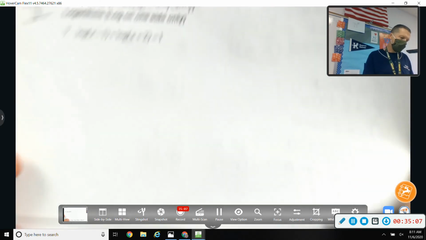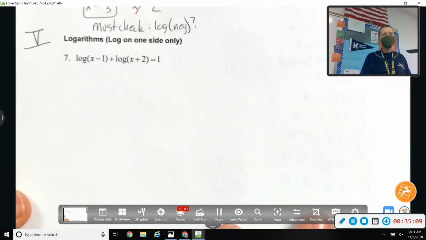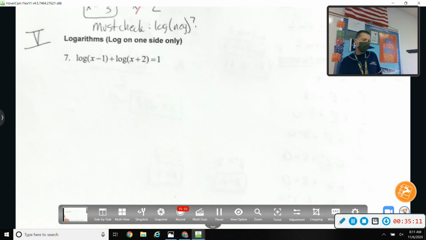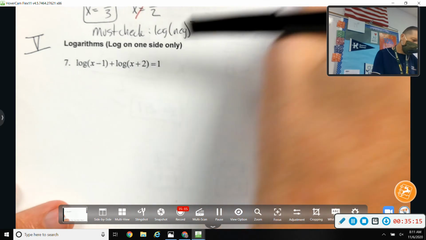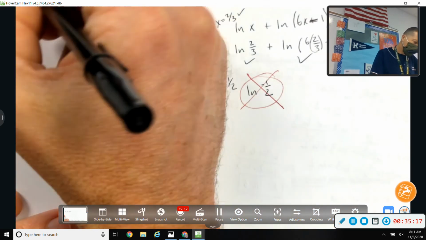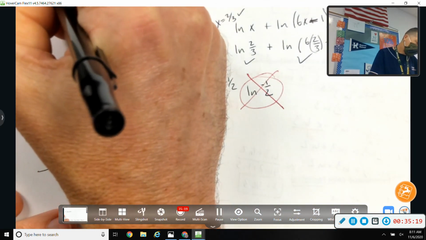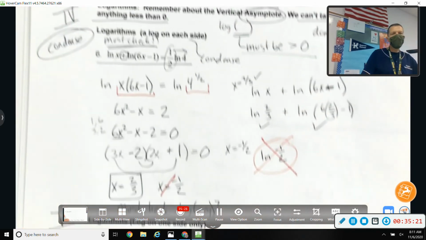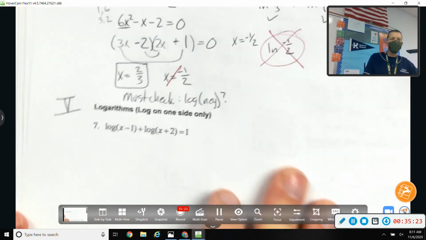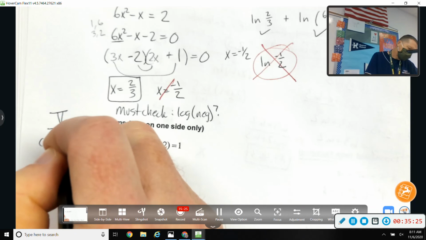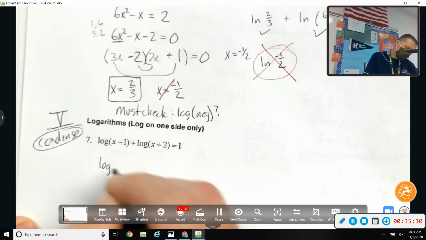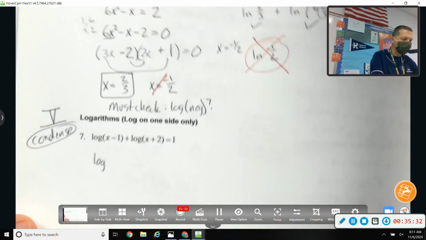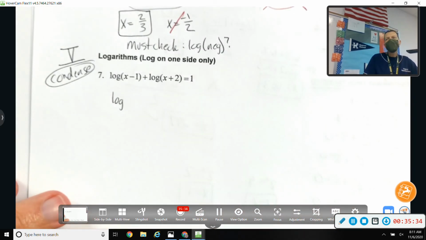Number 5, and final. Log on one side only. So Roman numeral 4 we had to condense. Roman numeral 5 we will have to condense. Let's see, if we're adding logs, how do we condense? How do I condense those two? Multiply them.